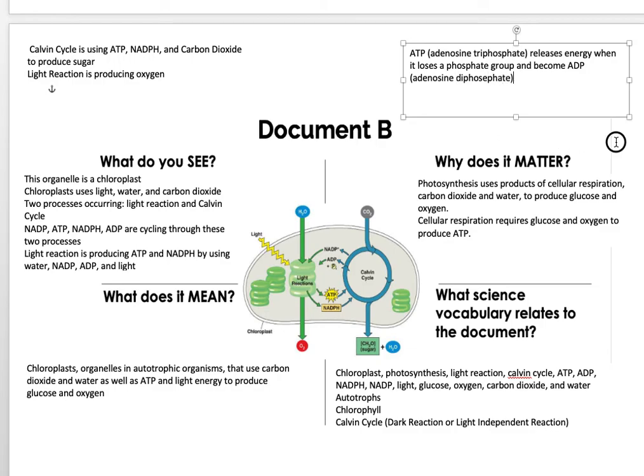Okay, so here you have a full annotation of document B. I'm sure there's some thoughts that you have individually on this particular document, but it's really important, again, to start with the basics and head into that vocabulary. See if you can jog your memory of what vocabulary you have, and then figure out what does it mean and why does it matter.